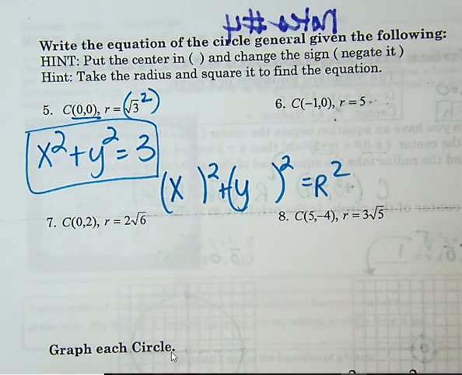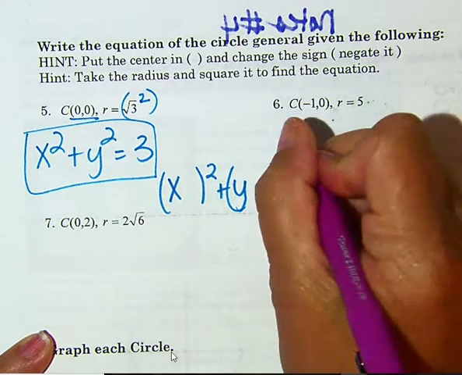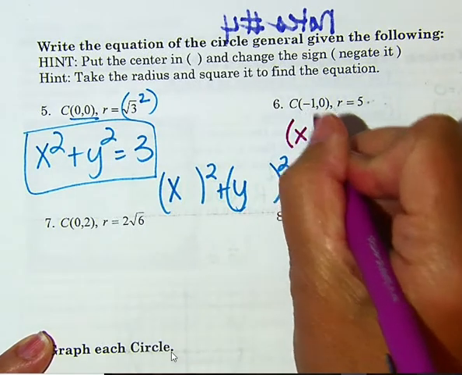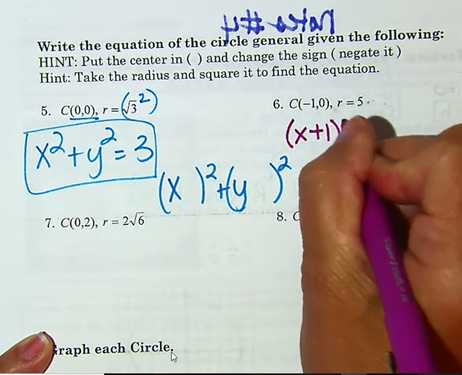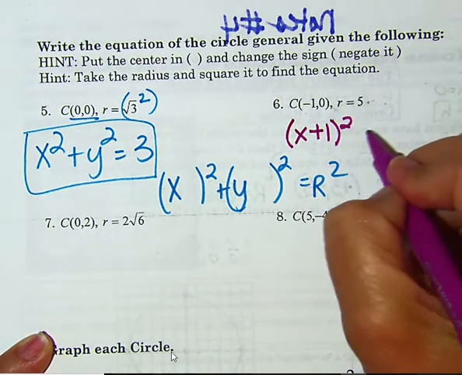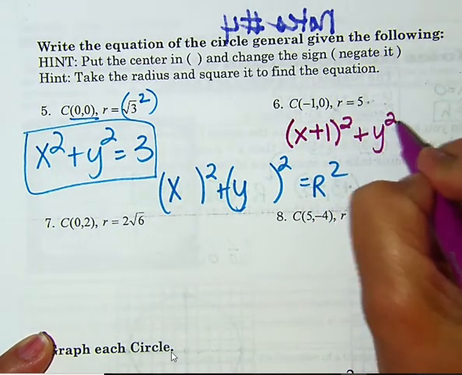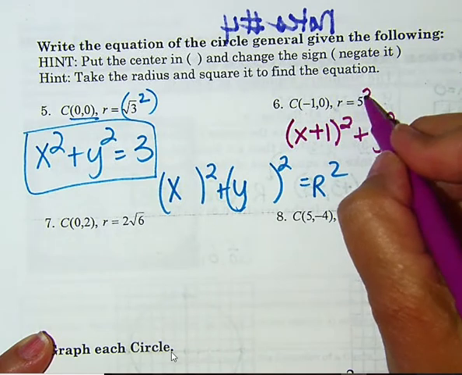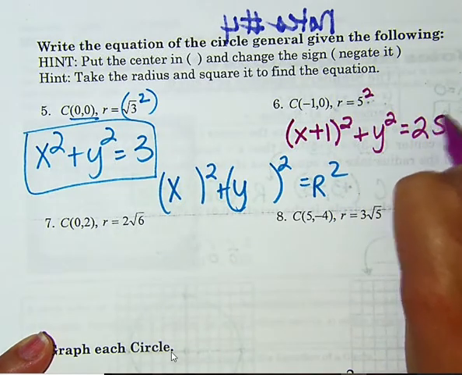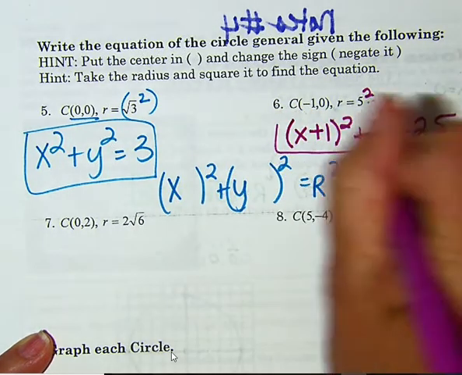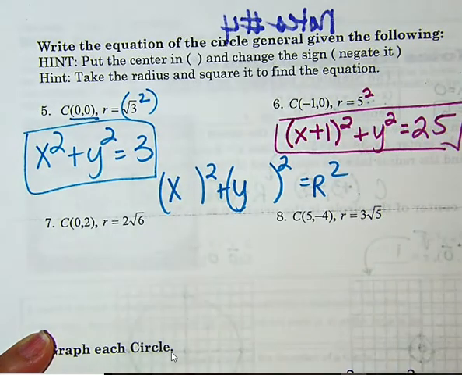Okay, next one. This has a number, so I'm going to put in parentheses. x, it's a negative, so it becomes a positive when you put it in, right? I'm changing my sign. Plus the 0 doesn't need any number. And then 5 squared is 25. And that's my equation of my circle.